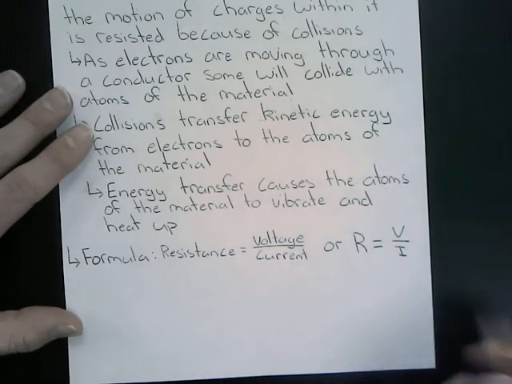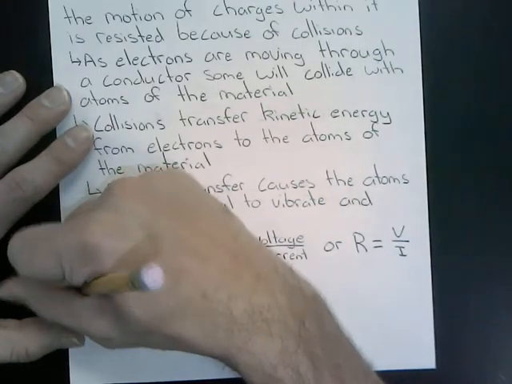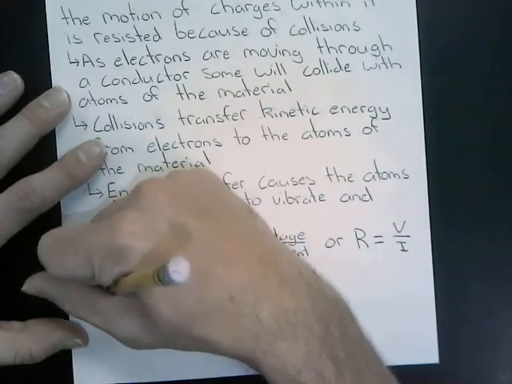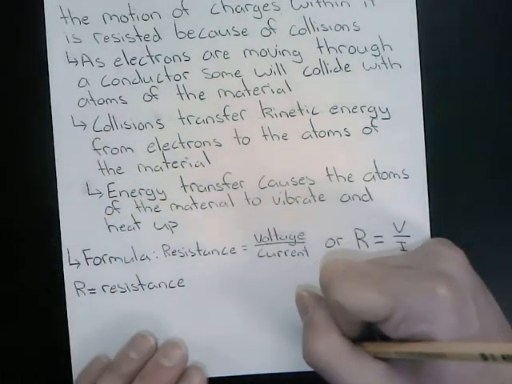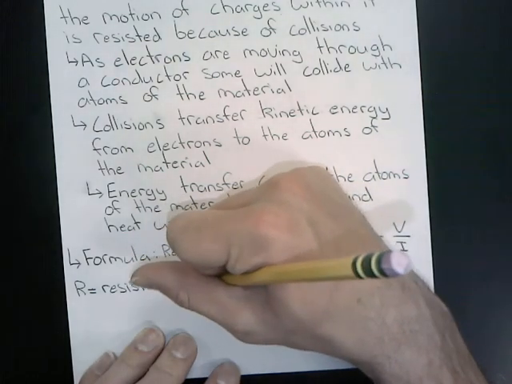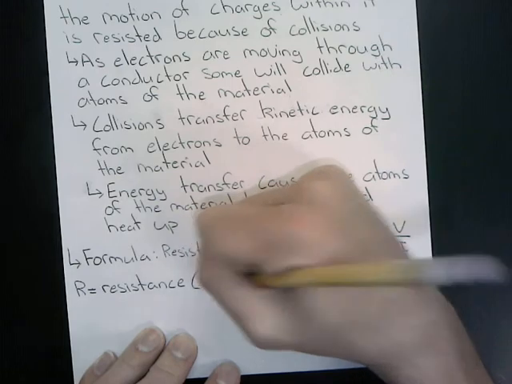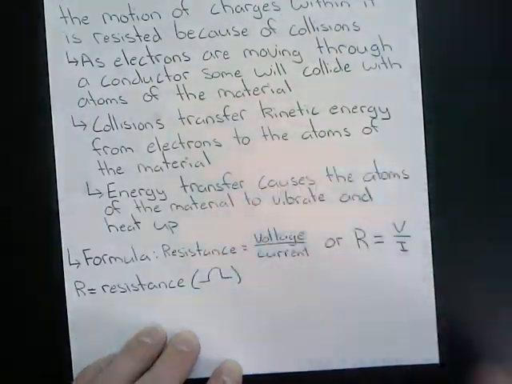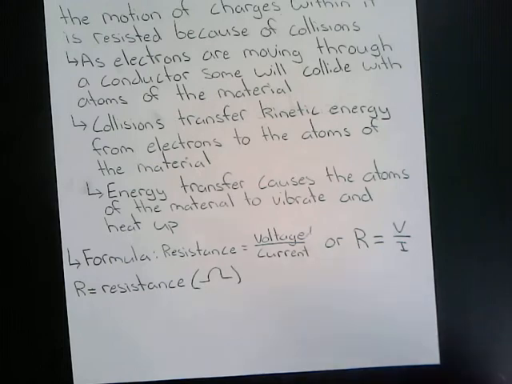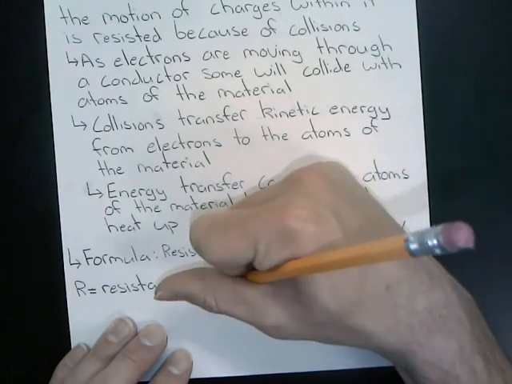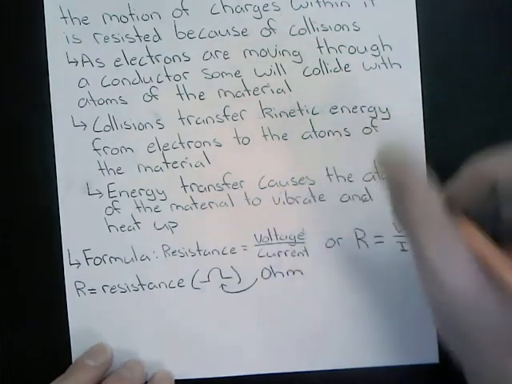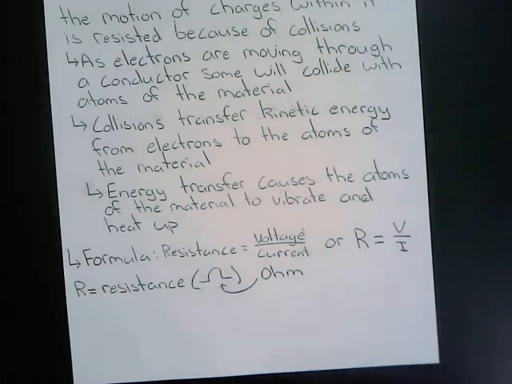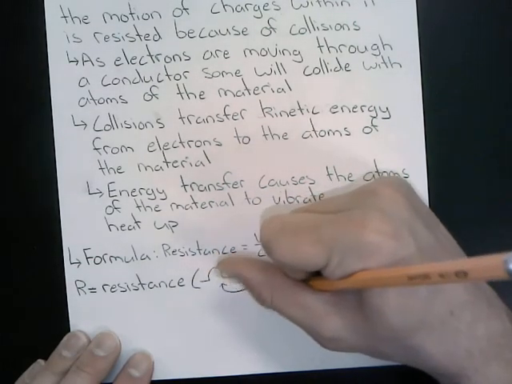It's important to remember this. If you're going to use these symbols, the R stands for resistance, and resistance is in the unit of ohms. An ohm kind of looks like a horseshoe, and that is the unit for resistance. Again, this symbol for resistance is called the ohm, and 1 ohm is equal to 1 volt per amp, as we have it written here.